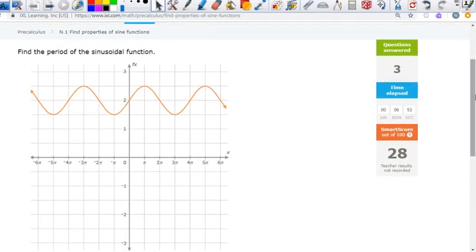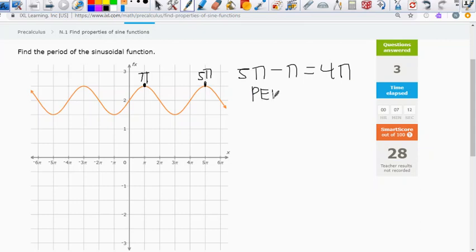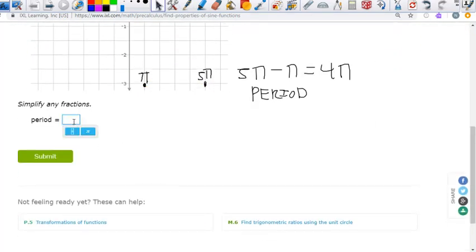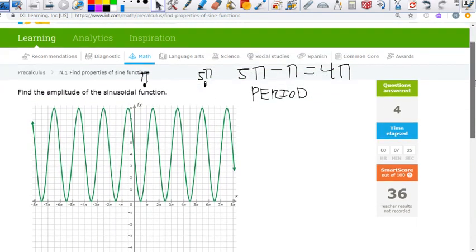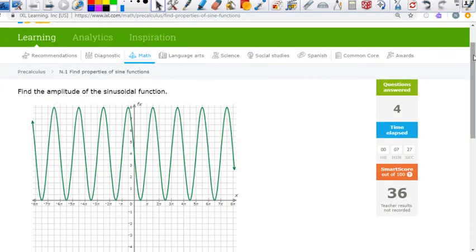All right, now we need to find the period again. We have one value at pi, but a second value at 5 pi. So our period is going to be 5 pi minus pi, which is equal to 4 pi. That is our period. So we need to put in 4 pi, to see if we're actually correct. Great, we are.